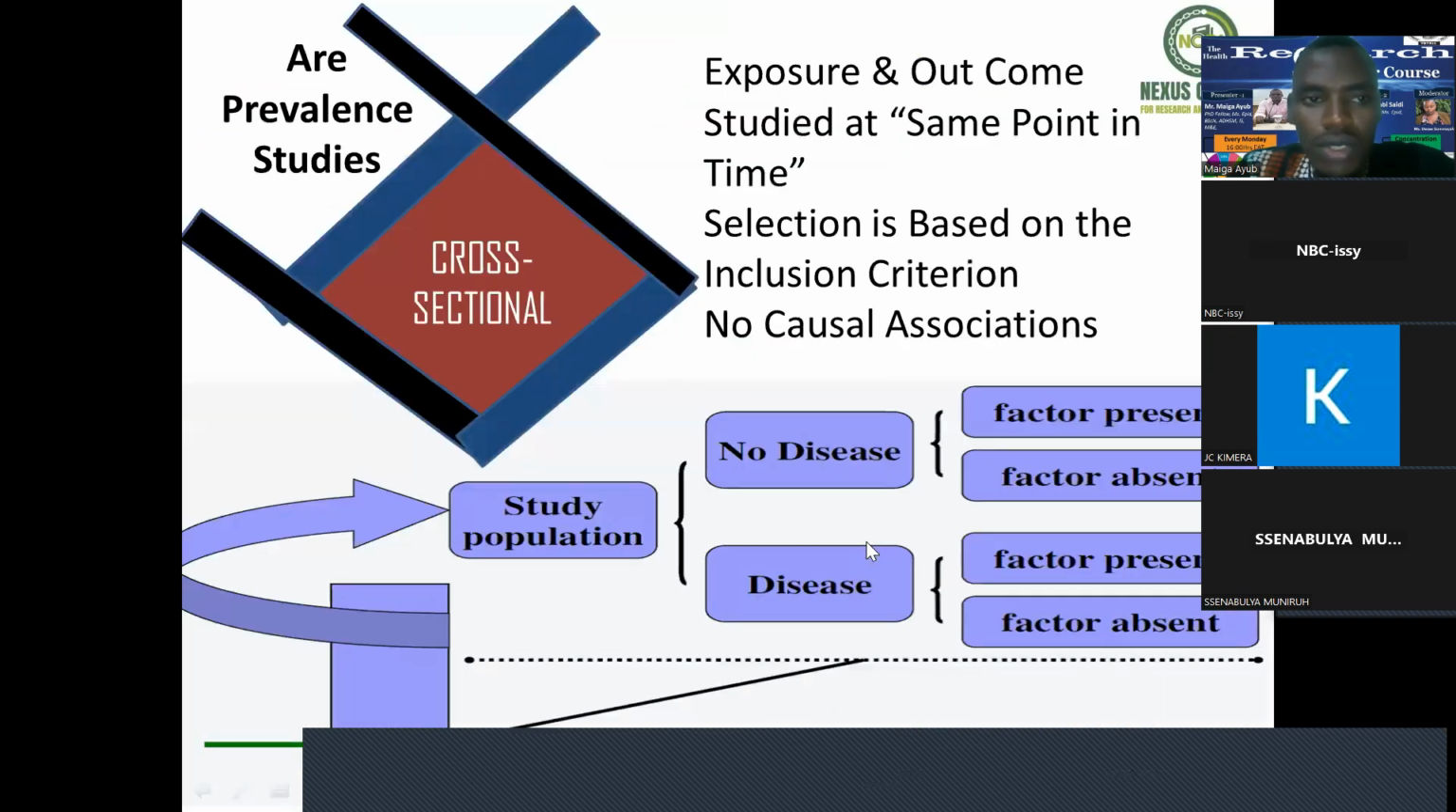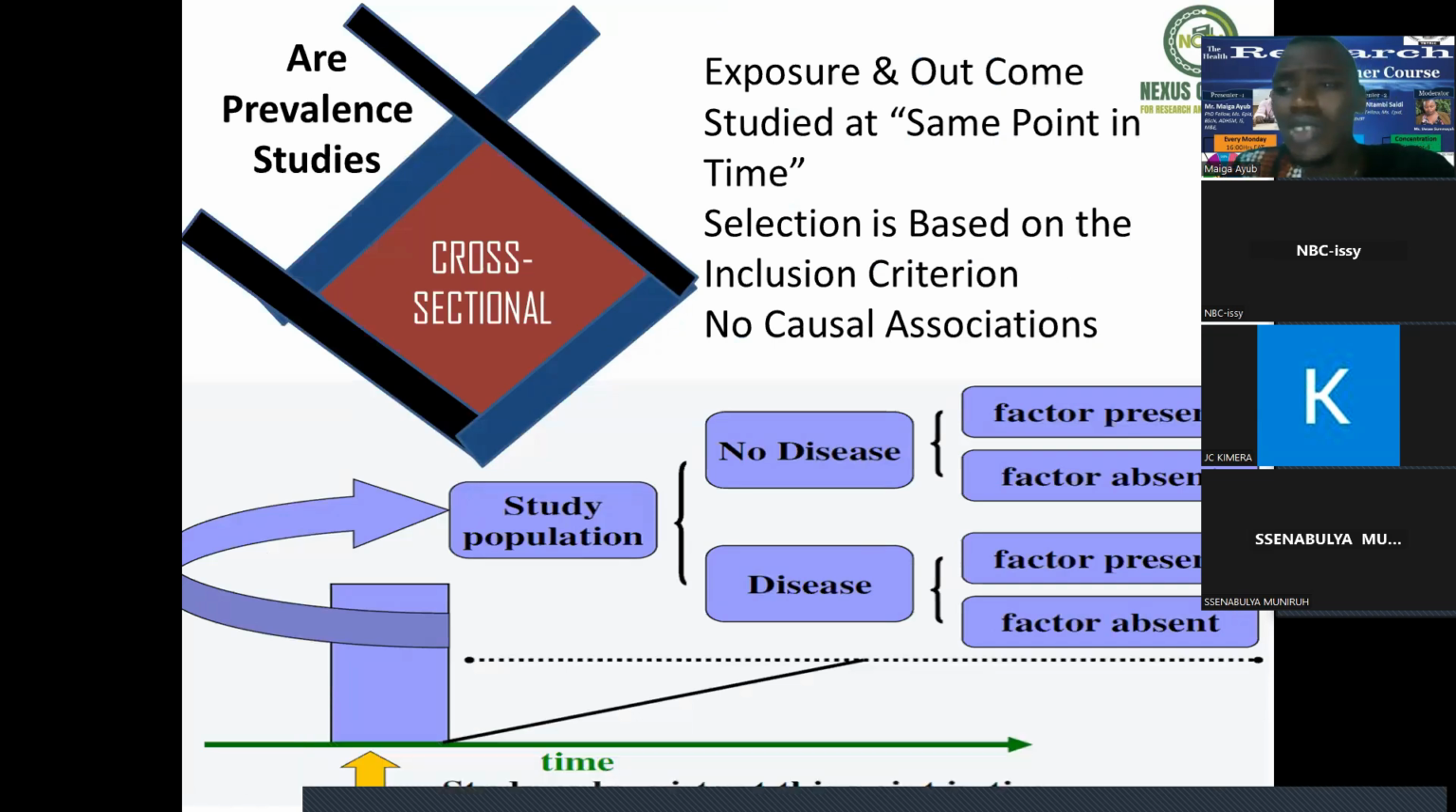So let's do cross-sectional studies. Cross-sectional studies are also called prevalence studies, whereby the exposure and the outcome are studied at the same point in time. Selection is based on the inclusion criteria. So when you're selecting participants for a cross-sectional study, you base it on your inclusion criteria.